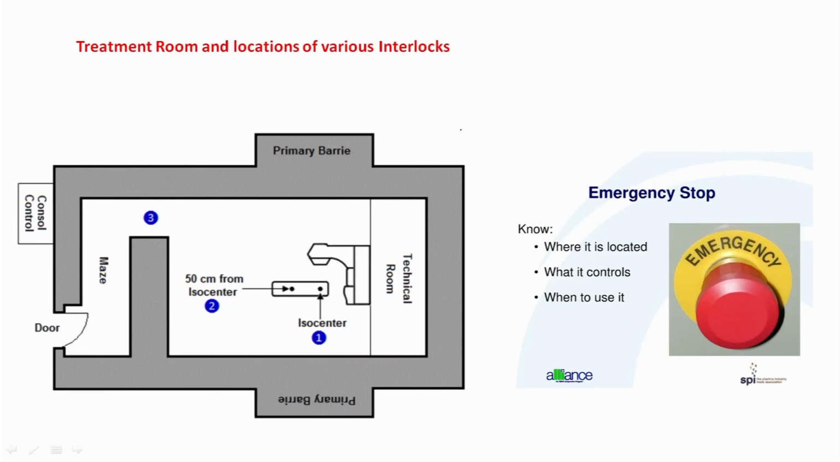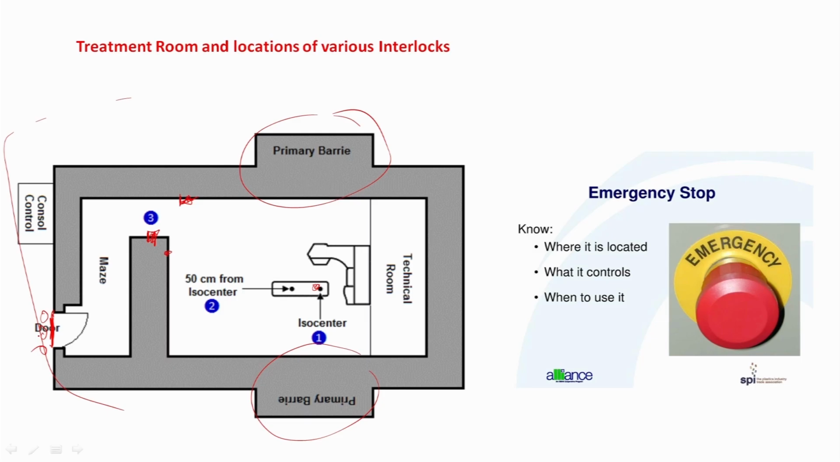Now I will show you where these interlocks are placed in a radiation bunker. If this is a bunker, you can see this is a primary barrier, this is a primary barrier, this is the isocenter position, this is the machine. Here generally we can put a last man out switch, or you can put a last man out switch here also, or here also. Then your door interlock is placed over the door, and your radiation warning lamps are placed over here. So in this way these three interlocks are placed in the radiation bunker.